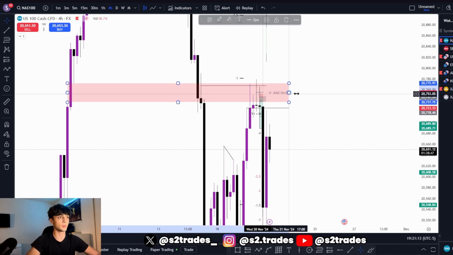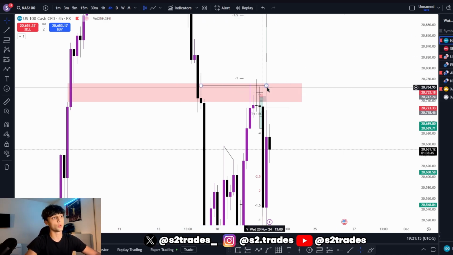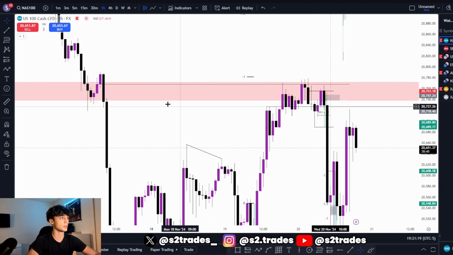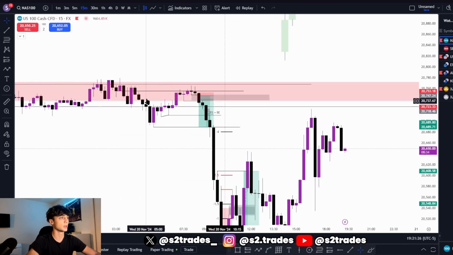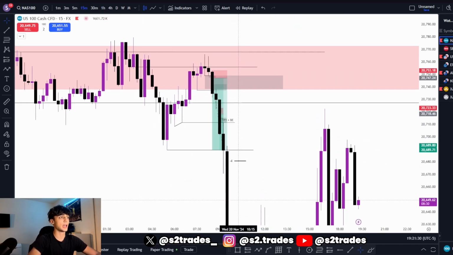So this inverse fair value gap was being held. That was one indication of a bearish movement. We zoom in further, we see that we were in a bearish order block as well. We were respecting it. We zoom in a little bit more, we see another 15-minute bearish order block. We were respecting it. Everything was aligning.